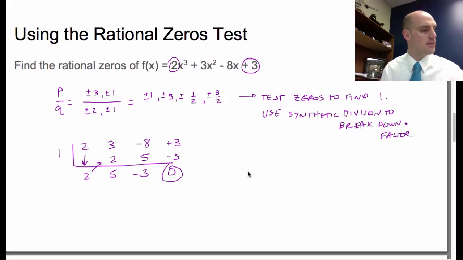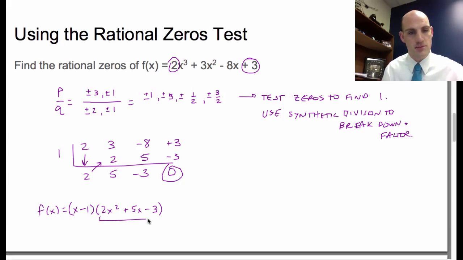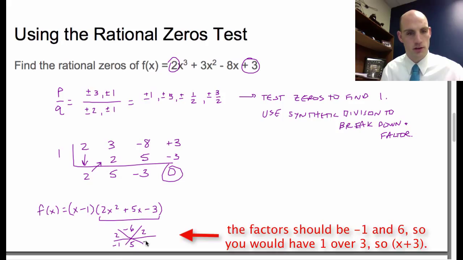And so as I factor, f of x is equal to x minus 1, because that would be 1 as a 0, so x minus 1 is what goes in the parentheses. And then I've got 2x squared from this here, plus 5x minus 3. And then I can continue to break this down. So I can break down this polynomial using asterisks. So I'd have minus 6 on top. I'd have 5 on bottom, so then I'd have 2 and 2. And I'd have negative 1, negative 6, so this would be 1 over negative 3.